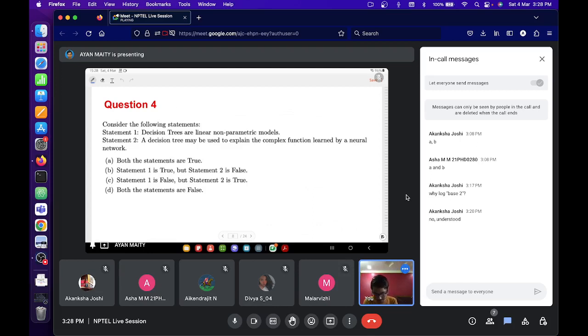This is the fourth question. There are two statements given for decision trees. Statement 1 is decision trees are linear non-parametric models. Statement 2 is a decision tree may be used to explain the complex function learned by a neural network. Which of these statements are correct? Whether statement 1 is correct, or statement 2 is correct, or both are correct.